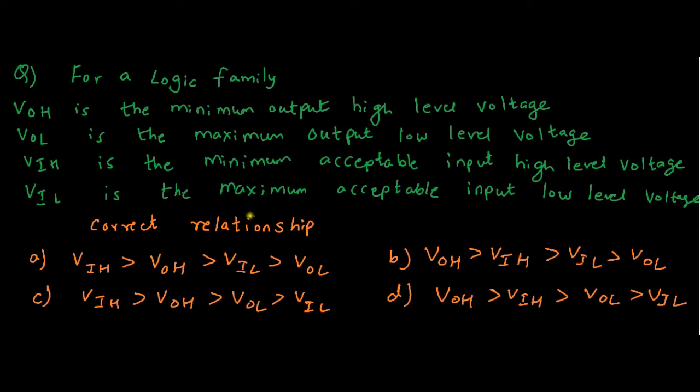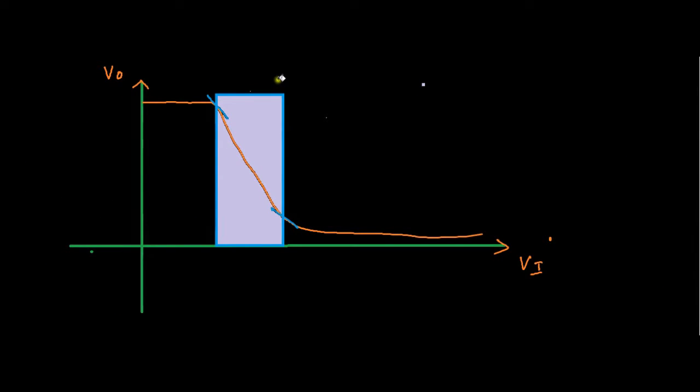In order to do that, let's see the output input voltage relationship of an inverter. Okay, so this is the inverter graph of output versus input. Okay, so Vi is the input to an inverter and Vo is the output of an inverter. So this is how the graph looks like. So now we'll define our four parameters.